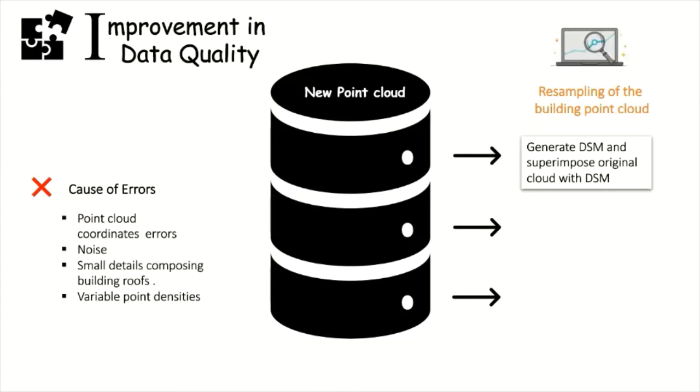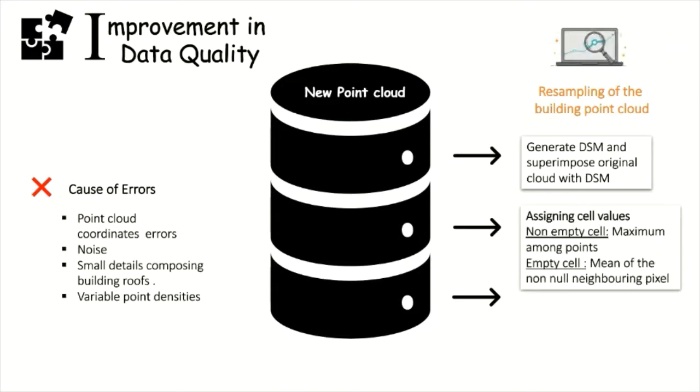Next, the original cloud is superimposed on the DSM grid. When we look at each grid cell, we see that it is either empty or filled with more than one point. In the case of a non-empty cell, we assign the maximum of the Z values occurring in the pixel. In the case of an empty cell, we assign the mean of the non-null neighboring pixels. This allows filling of all cells and results in homogeneous point density.